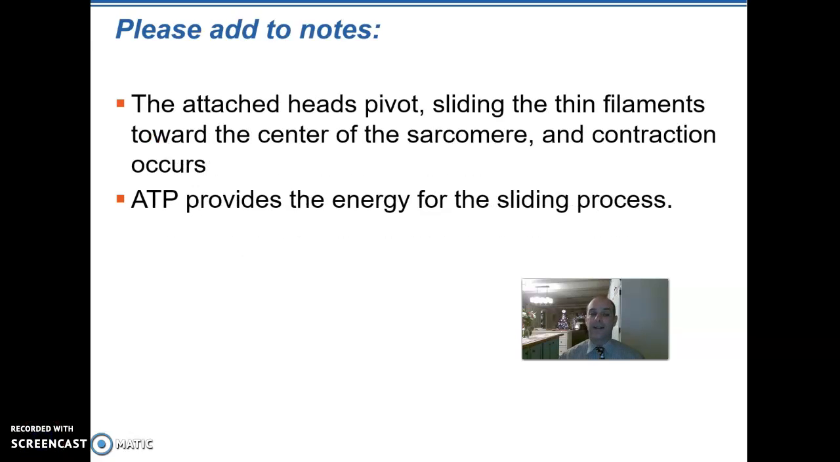Oh, one last thing. ATP provides the energy for all these sliding processes. And you should remember what ATP stands for. Adenosine triphosphate.